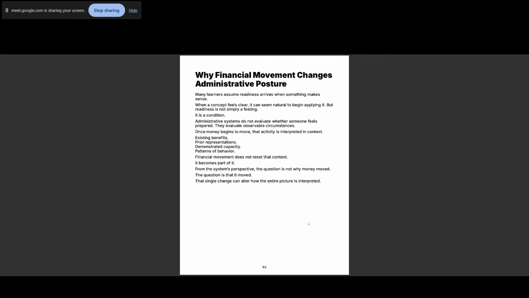Existing benefits. Prior representations, demonstrated capacity, and patterns of behavior. Financial movement does not reset that context. It becomes part of it. From the system's perspective, the question is not why money moved. The question is that it moved. That single change can alter how the entire picture is interpreted.